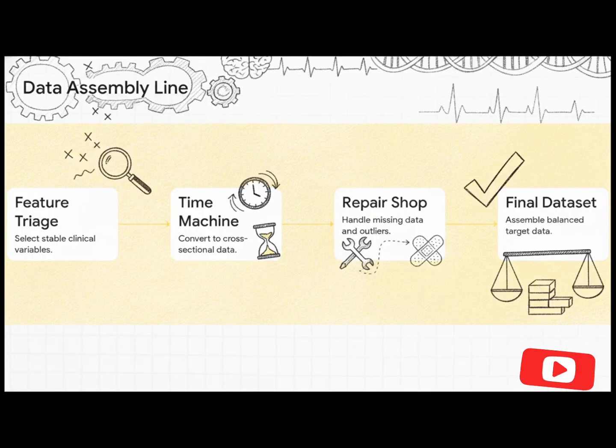Okay, let's dive into our blueprint. We're using a 4-step data assembly line. Step 1 is feature triage. Step 2 is the time machine. Step 3 is the repair shop. And Step 4 is assembling the final dataset.